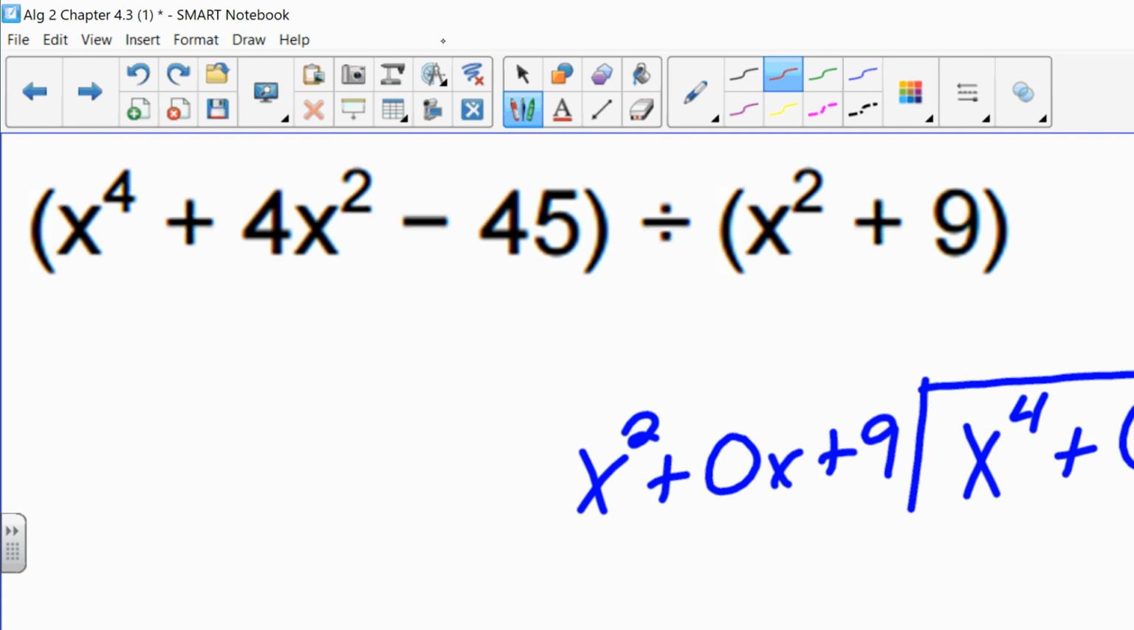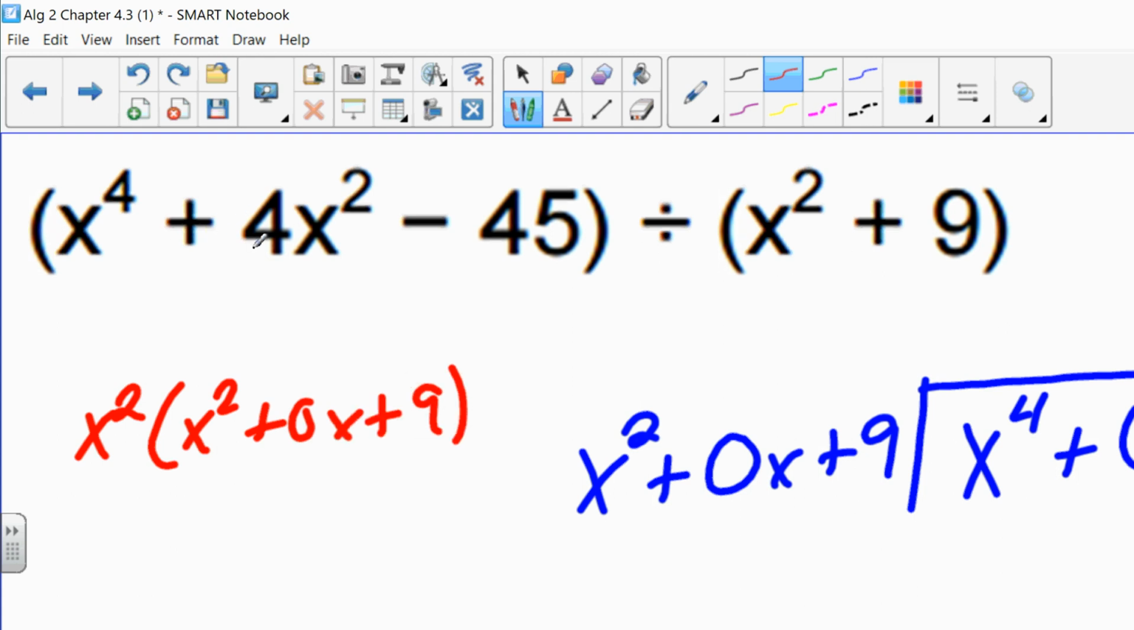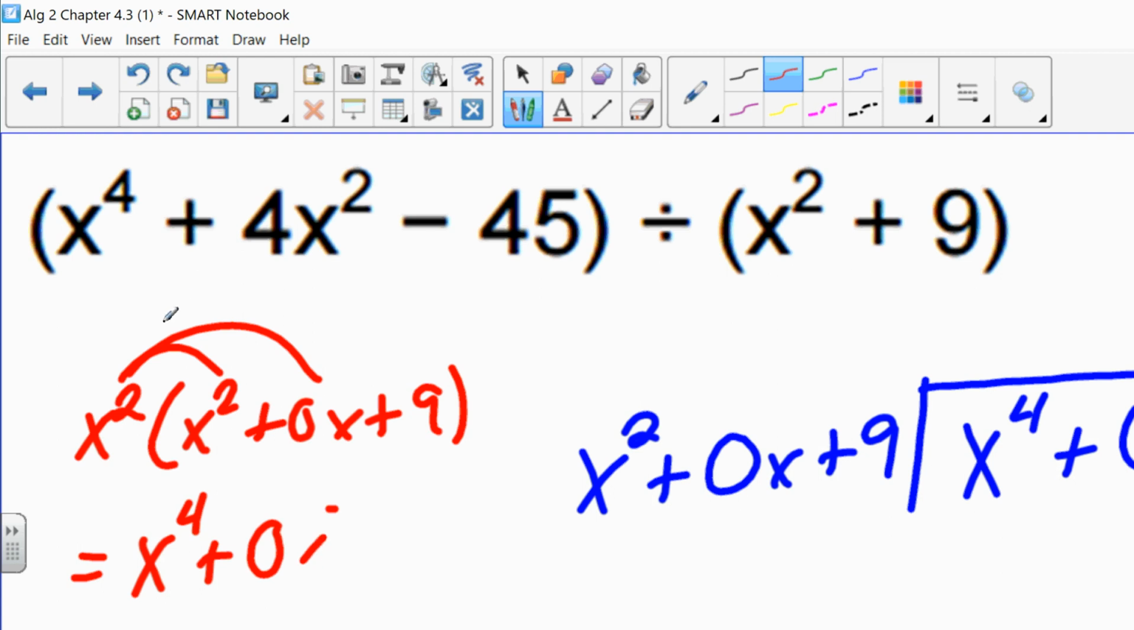So here we're saying what times x squared is x to the fourth? What would be? X squared. So we'll do x squared times x squared plus 0x plus 9. Well, x squared times x squared is x to the fourth. X squared times 0x is plus 0x cubed. And lastly, x squared times 9 is plus 9x squared.